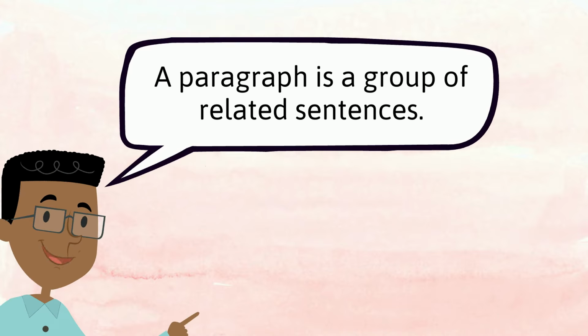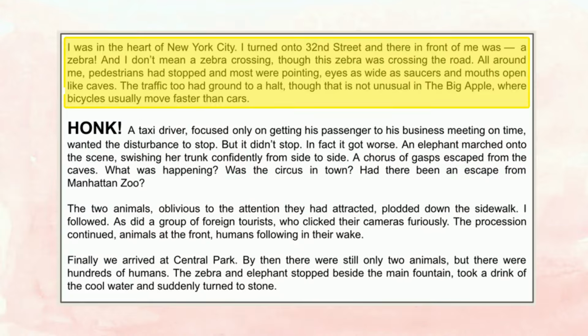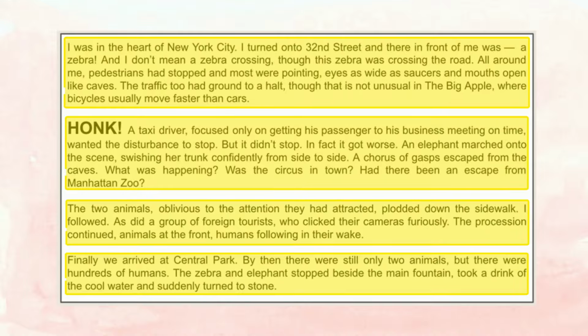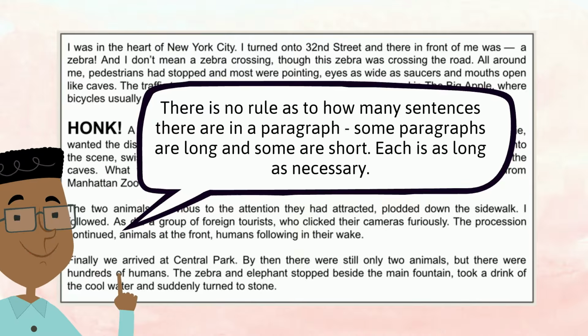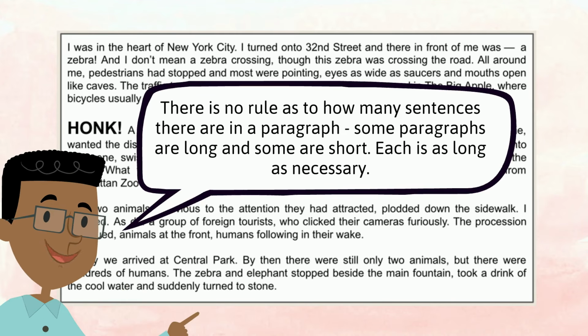A paragraph is a group of related sentences. This piece of writing has 4 paragraphs. There is no rule as to how many sentences there are in a paragraph. Some paragraphs are long and some are short. Each is as long as necessary.